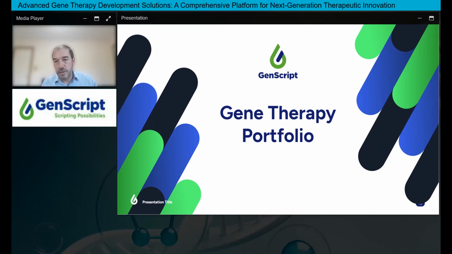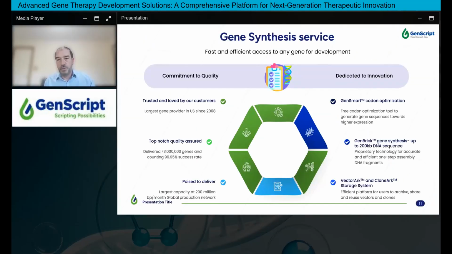So I'll go into a little bit more detail on some of the key services and products that we offer for gene therapy development, starting with our gene synthesis service. Of course, gene synthesis is a fundamental service that is applicable to many therapeutic developments. We have been offering gene synthesis since 2008. We have hundreds of thousands of customers for this service.